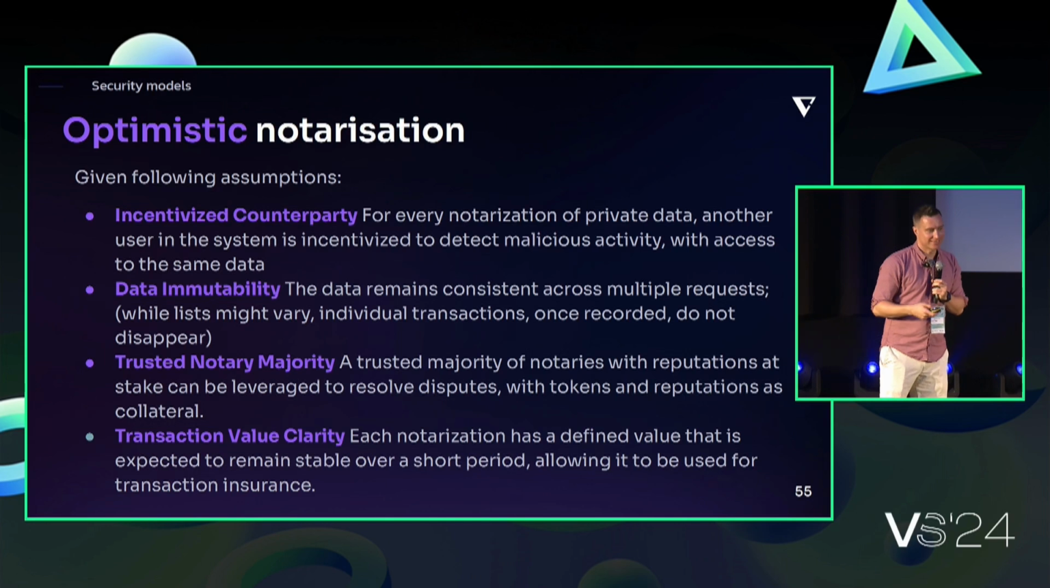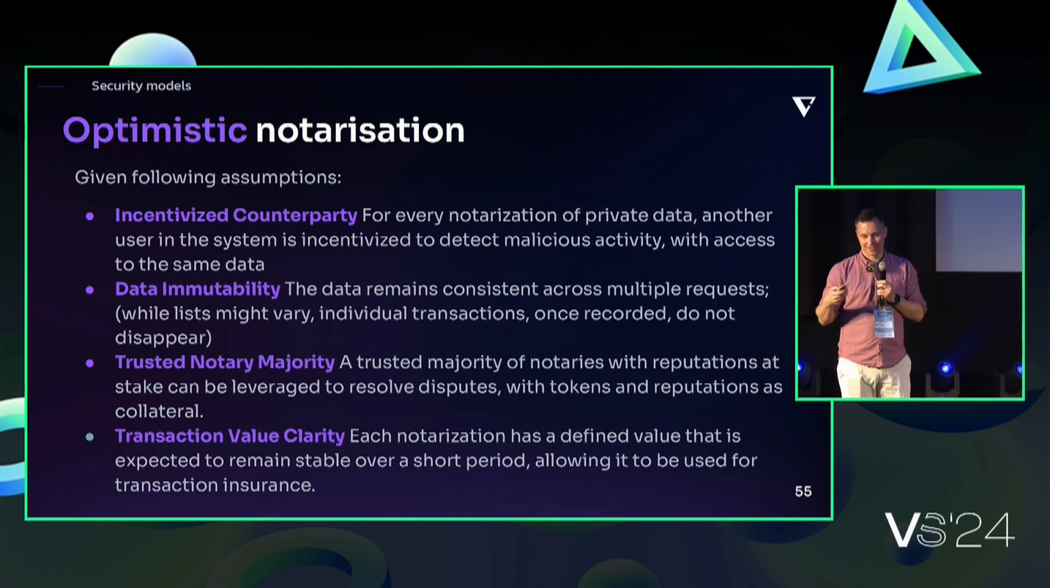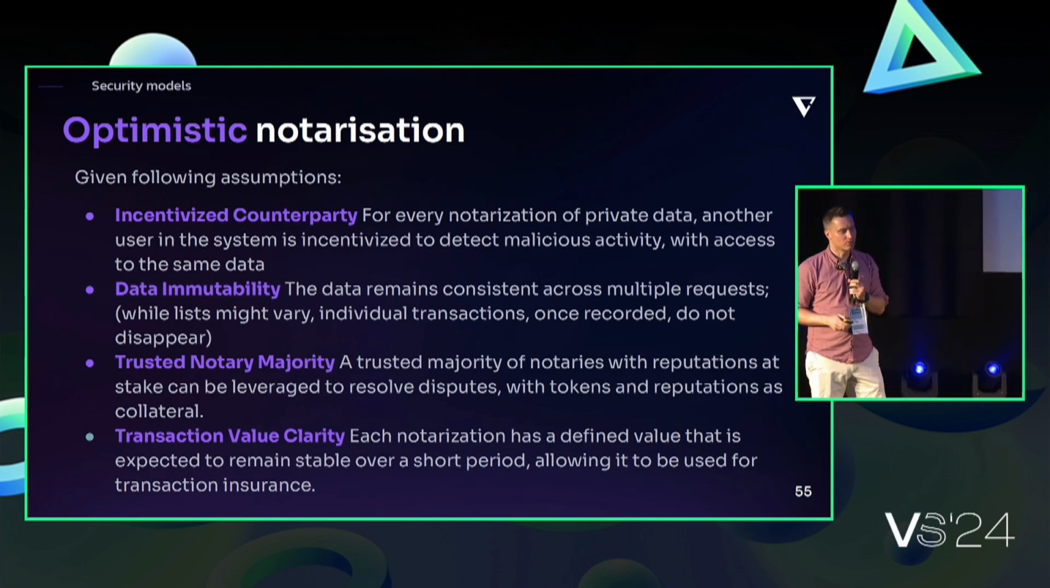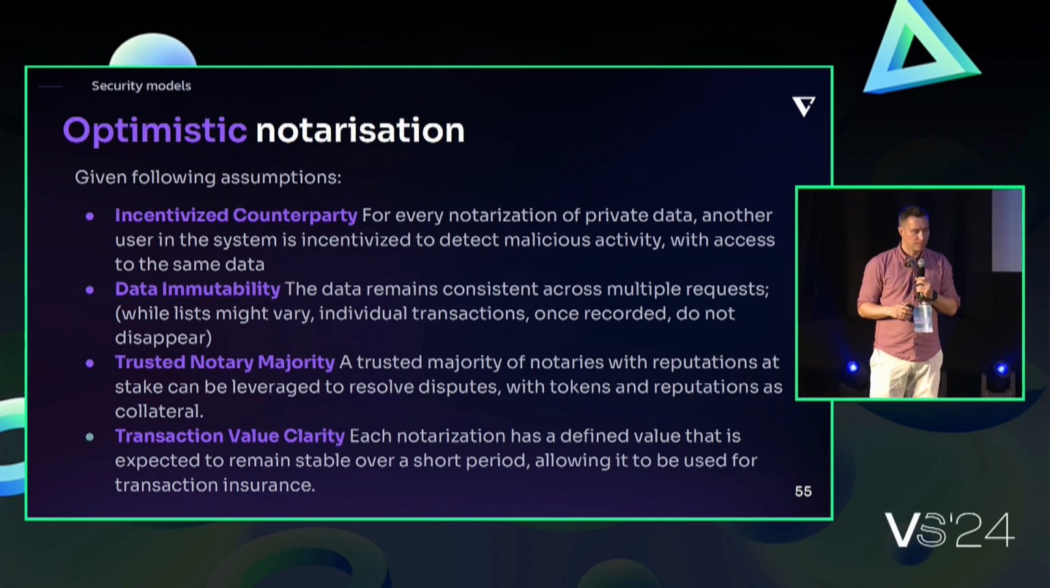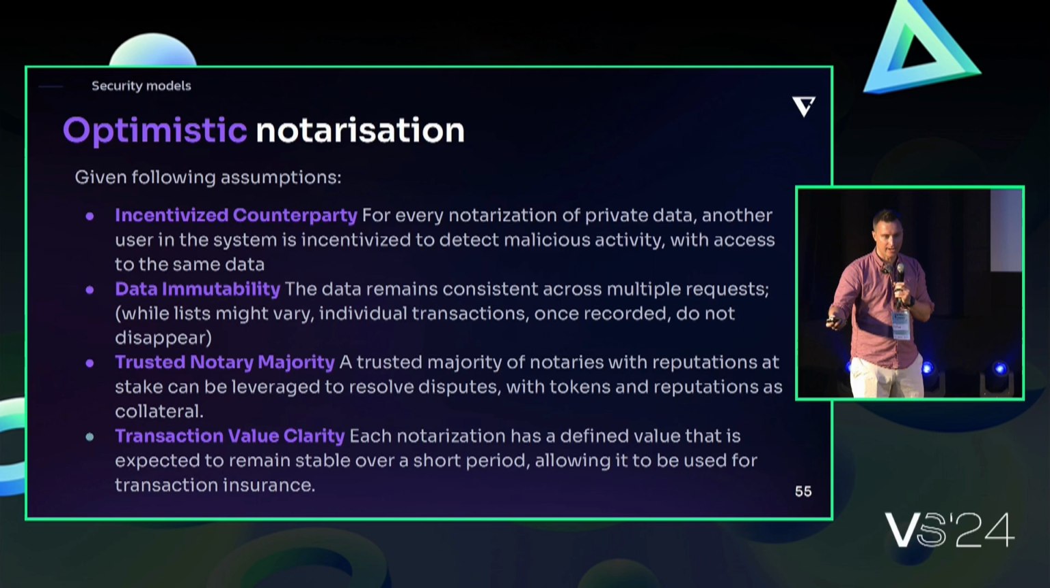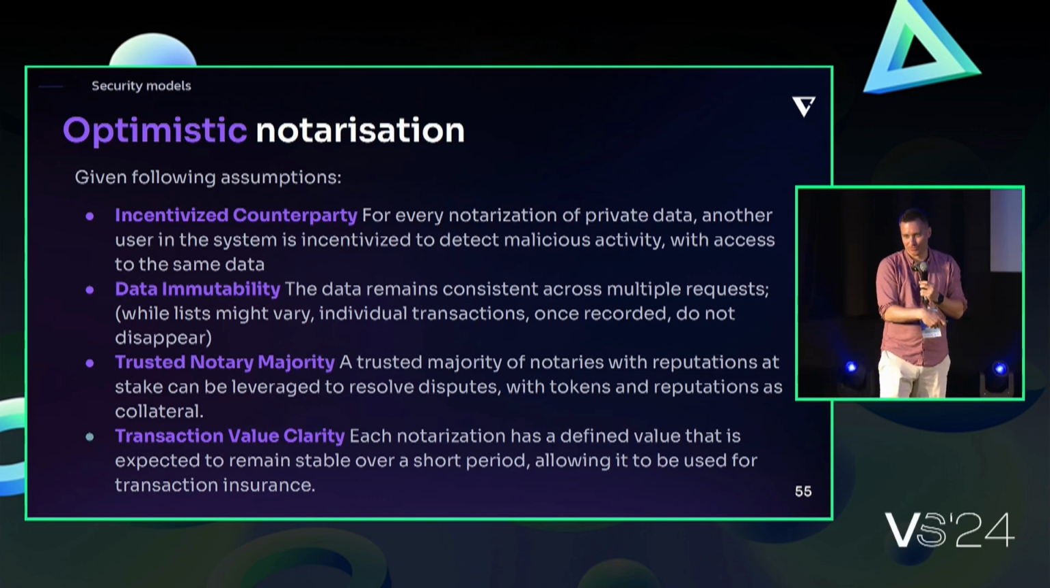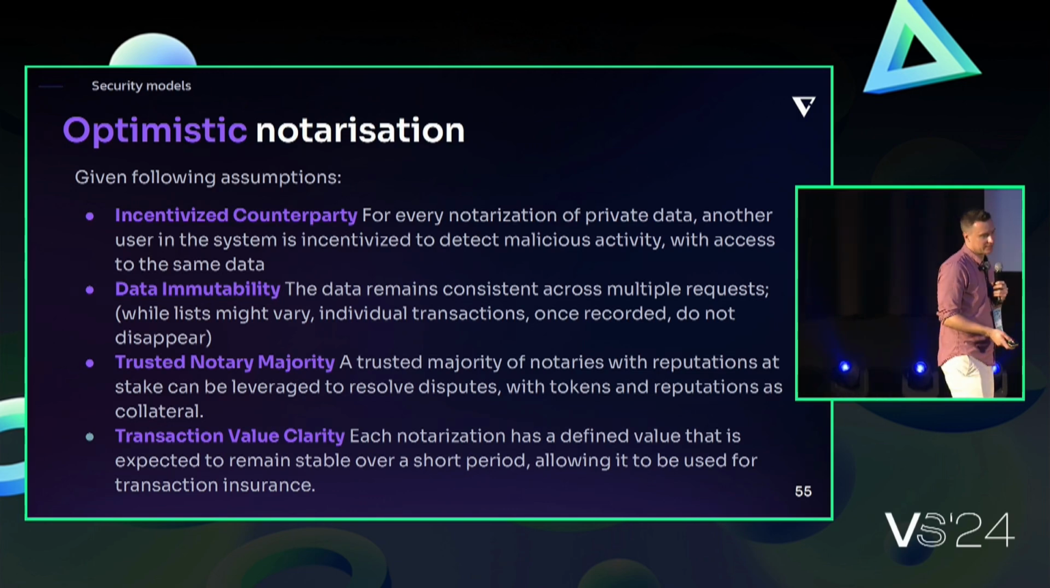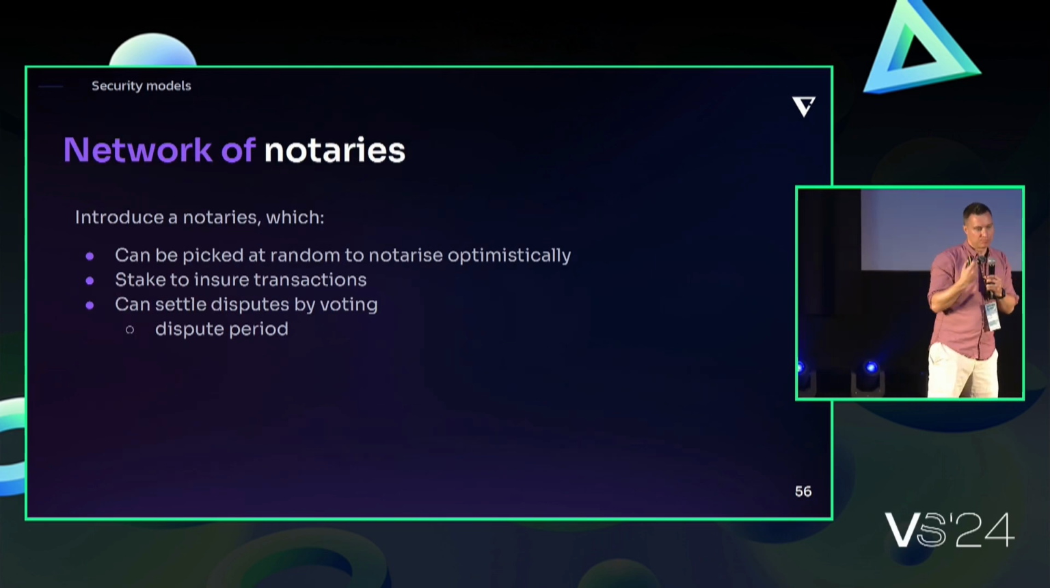And trusted notary majority, so we have a network of notaries, and we can trust them. And transaction value clarity, this is kind of optional. But when we know we're trading $100, we can insure $100 for $100. If we're trading $1 million, but we don't know it's $1 million, and someone gets $100 in return, that's not really solving a problem, right?